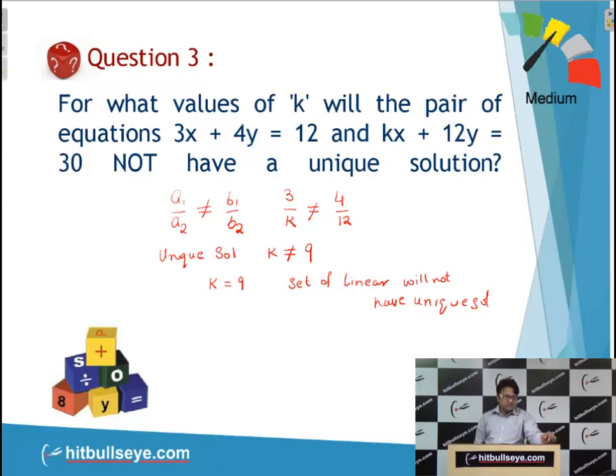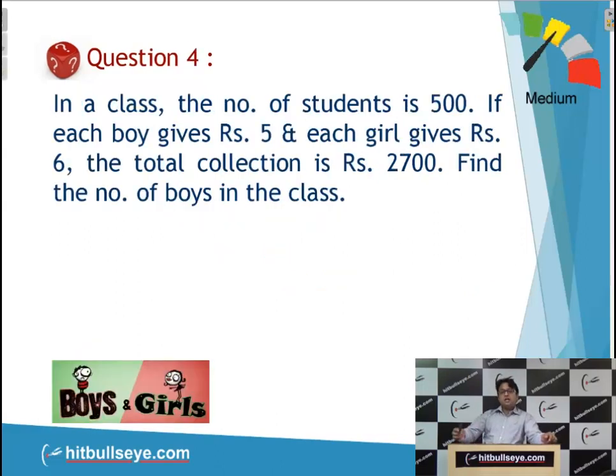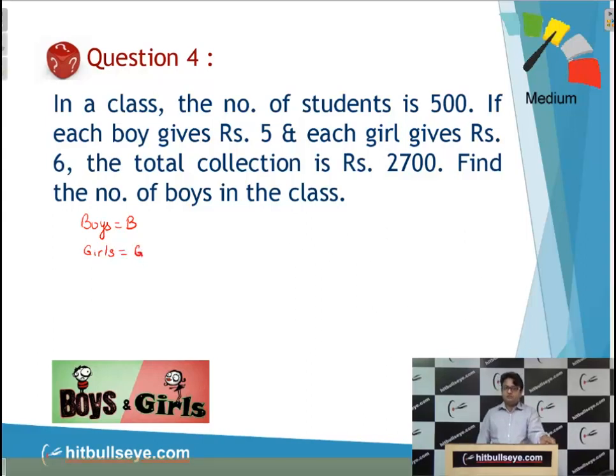Let us see another example. Now this is an example based on making equations of the linear equations. In a class, the number of students is 500, and each boy is contributing 5 rupees and each girl is contributing 6 rupees, such that the total contribution amounts to 2700 rupees. So we need to find the number of boys in the class. So here we suppose let the boys be equal to B and girls be equal to G. Now let us make equations with these variables B and G and try to solve for the number of boys.